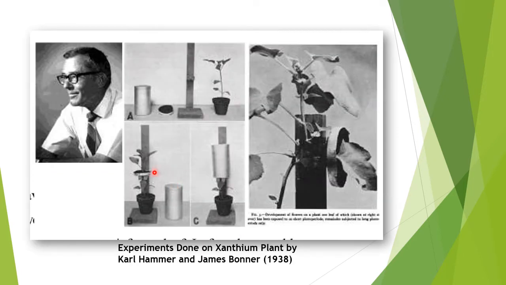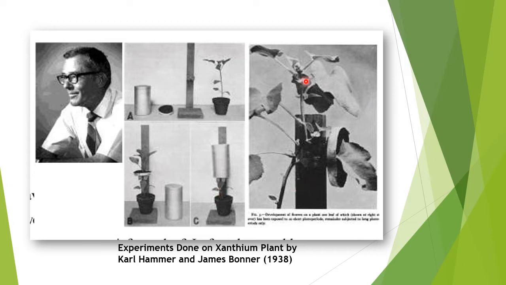So this is the experiment which has been done by Karl Hammer and James Bonner, 1938. This is their original laboratory equipment. This is the base, this is the plant, Xanthium plant, and then they have put it under a collar, and this cylinder is kept over it to darken the area so that it doesn't perceive any light, and then only a single leaf is kept which is exposed to a particular photoperiod to see the response.